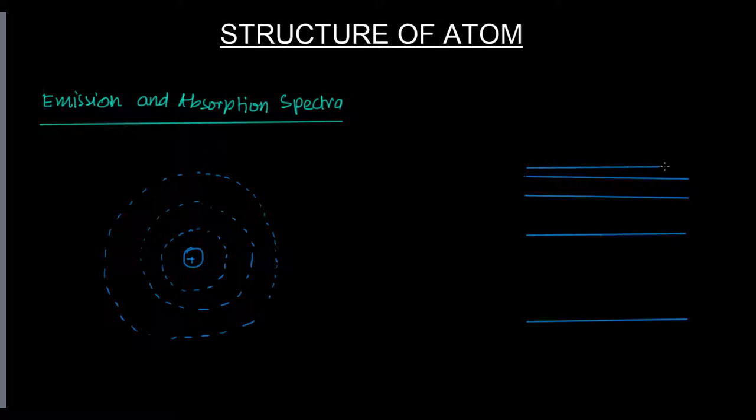We have so many lines, ultimately going from n is equal to 1, which we called the K shell, to n is equal to 2, 3, 4, and this goes to n is equal to infinity, right? We'll soon be able to derive that the energy associated with the nth shell is minus 13.6 upon n square electron volts.